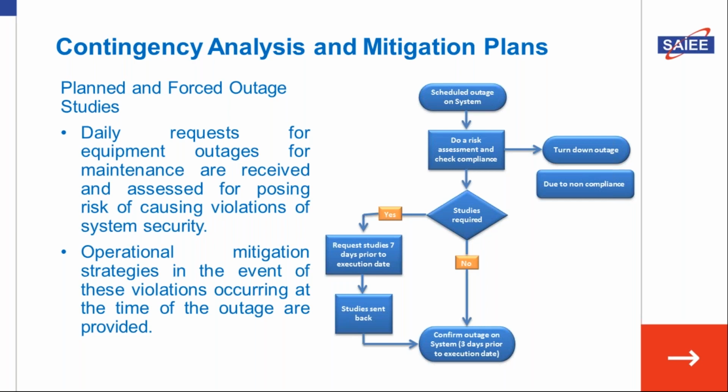And then if you look at the process that we follow, when we get that outage request from the system, what we normally do is assess it and check for compliance. If it doesn't comply, we turn down the outage. But if it complies, then we request studies, but we only request studies for more complicated outages. The easier outages, if we know that this one is an easy outage, we can confirm it. But if not, we will request a study, and the study will be done to make sure that we don't actually violate the system security.